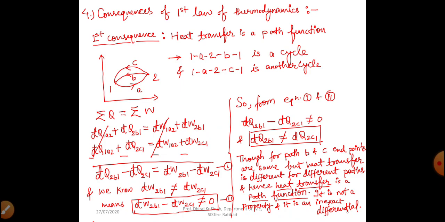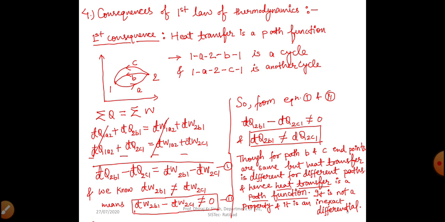And dear students, we can see in equation 1 that del W2B1 minus del W2C1 is written here. And we all know from this figure that del W2B1 and del W2C1 will not be equal to each other. Why? Because work transfer depends on the path, not the end points. We have already discussed, right? So del W2B1 will not be equal to del W2C1, right? So the difference del W2B1 minus del W2C1 is not equal to 0. In equation number 2 we can see it, right?